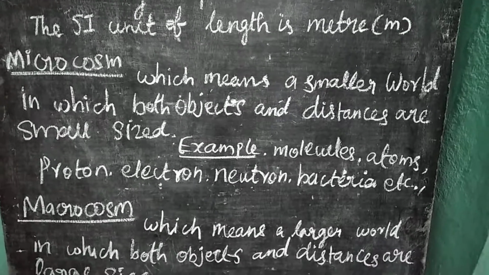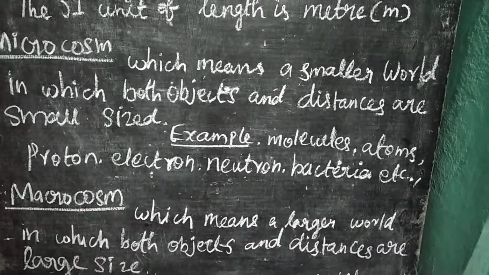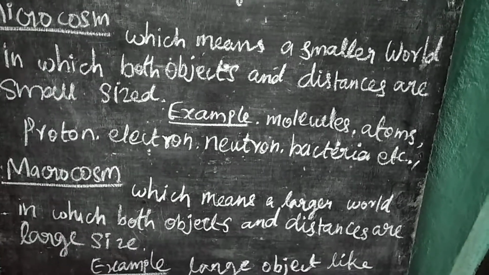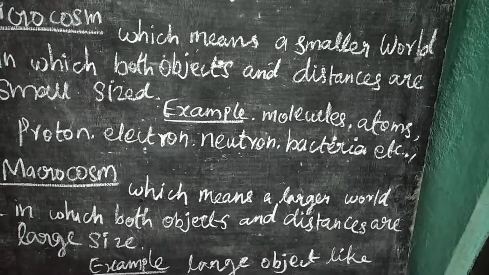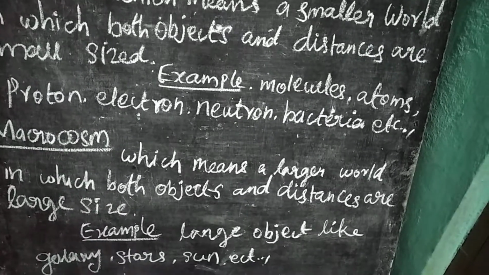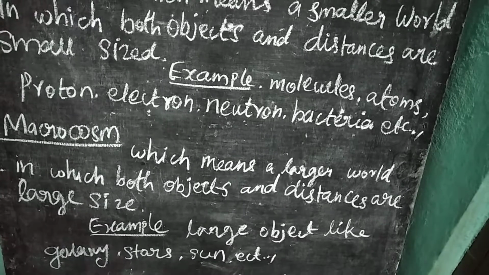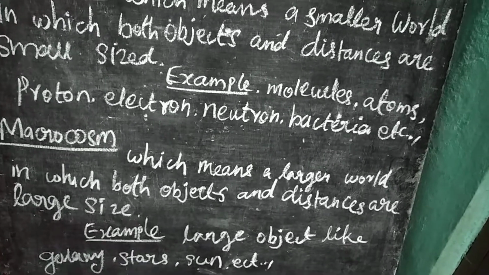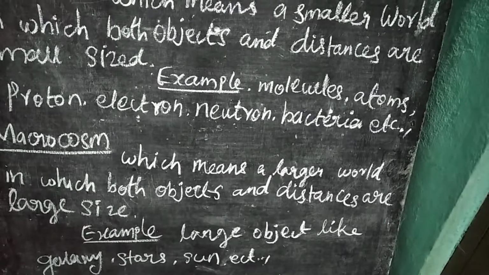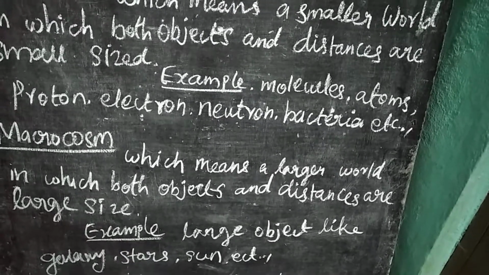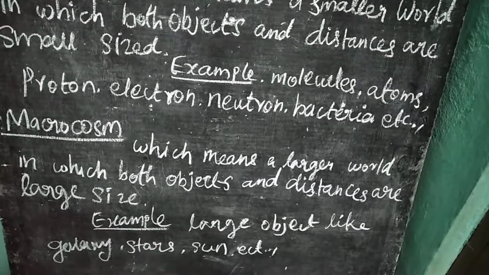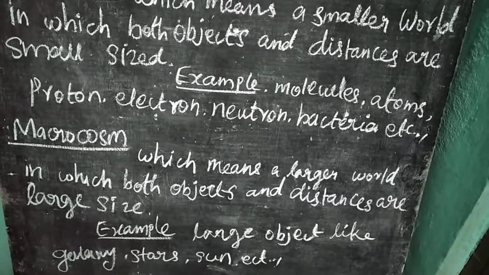So, study about small distance is called microcosm. What is macrocosm? Macrocosm means larger world in which both object and distance are larger in size. Example, large objects like galaxy, star, sun, planets, etc. So, study about large distance, large in size, that is large dimensions, is called macrocosm.